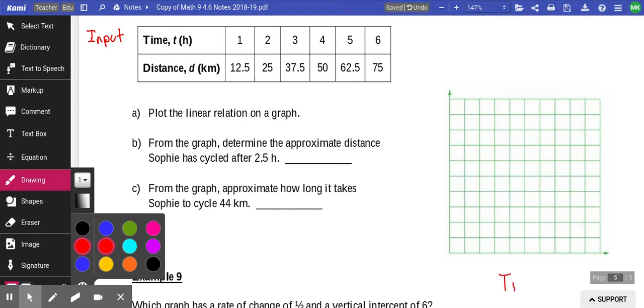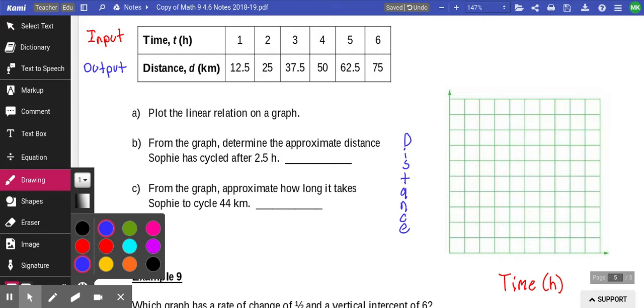So I'm going to put time on my x-axis. Wait, how can we skip the other two? Because we don't got time for it. The other one is going to be my output, which is going to be my y-axis. In this case, it'd be distance. I'm writing it vertical because I got no space.